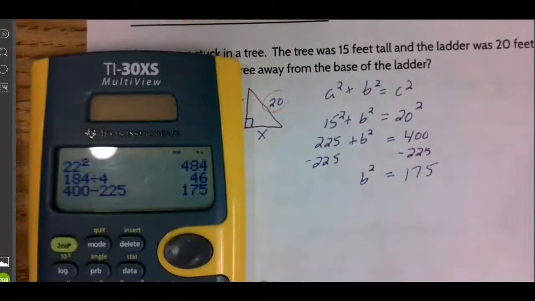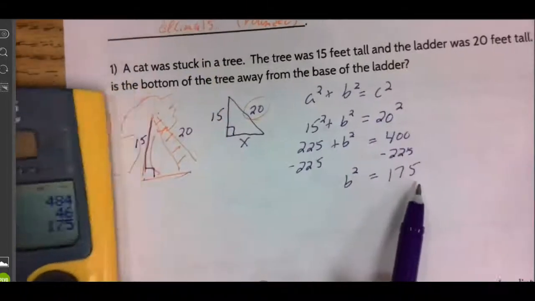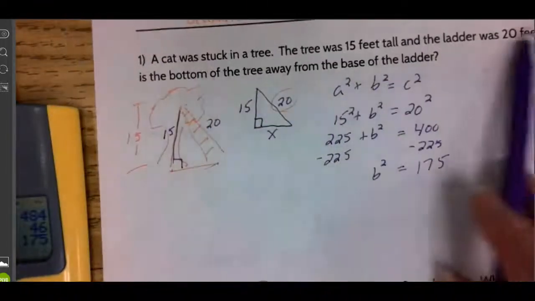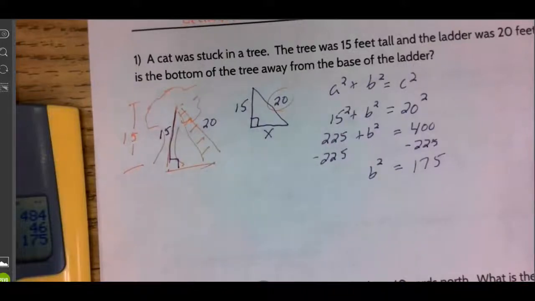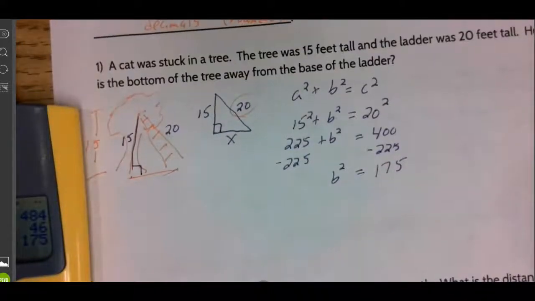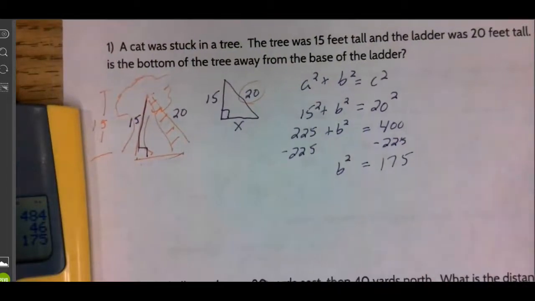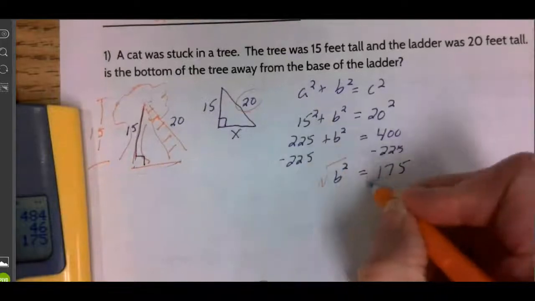Now let's leave that on our calculator, because we're probably going to have to find that out. It does not tell us if we're going to round our answers or leave it as a radical, so just pay attention to that. In your homework, I believe it says to round to the nearest tenth a lot of times. So that means we're going to take the square root of both sides.